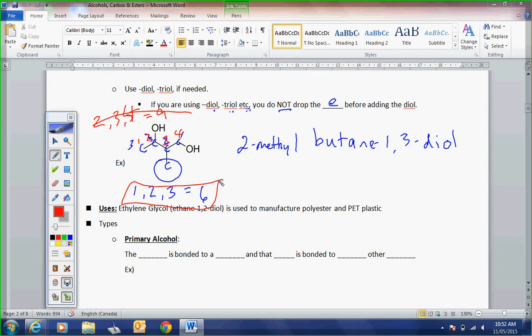You put them in alphabetical order for the branches. So the F would get the lower number than the methyl. You would give the alkene the lowest number, and that would take priority over the methyls or ethyls. So the double bond would get the lowest number, and the OH would also get the lowest number as priority. But first-year university is going to sort that out, maybe even second-year university, but certainly not at this stage.